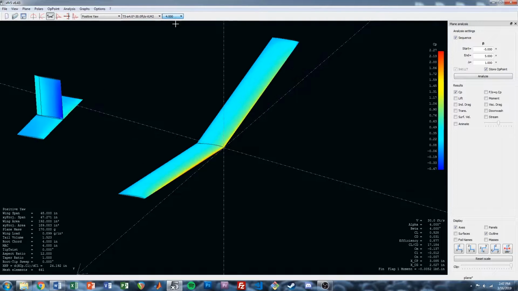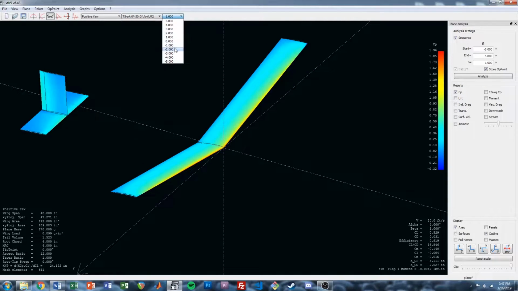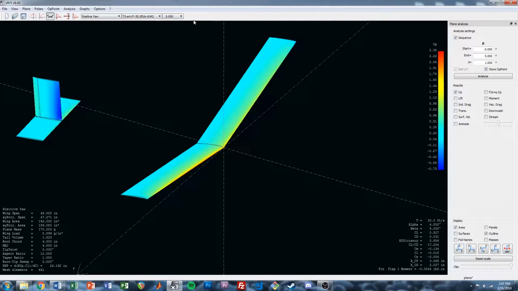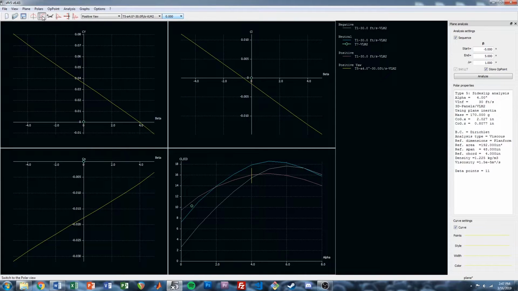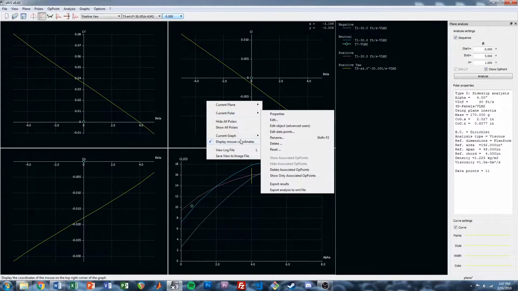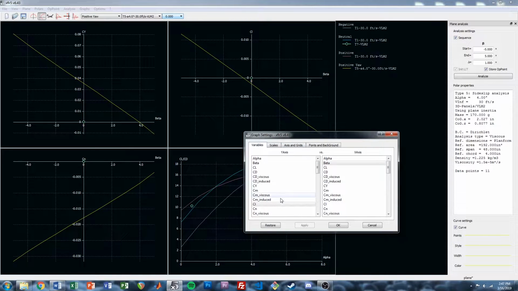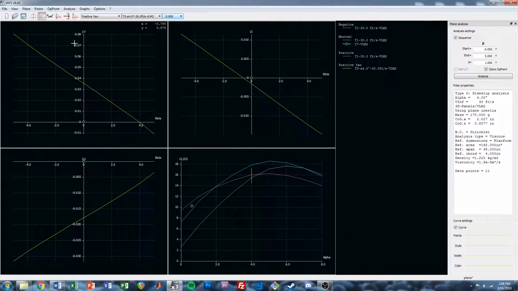I can look at the different beta ranges to look at the pressure distributions. And then also, if I go to the graphs, let's see, this one? No. This one, I think, yeah. So I've changed what's being displayed. To do that again, you just right click, current graph, define graph settings, and you can choose what you want to plot. So what I'm looking at now is CY, side force coefficient, CL, and CN. So C little l, C little n. So side force coefficient, rolling moment, and yawing moment.